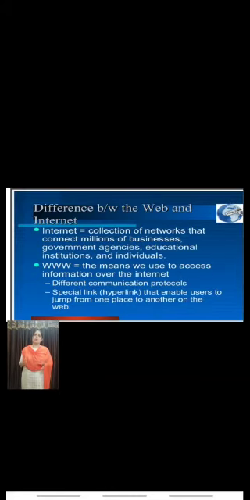Now the first one is WWW. It is the World Wide Web. It is a system of interlinked hypertext documents accessed via the internet. It is a combination of all resources and users on the internet that are using HTTP. It is also known as the web and is a collection of websites or web pages shared in web browsers. The difference between the web and the internet is: the internet is a collection of networks that connects billions of computers together, and WWW means what we use to access information over the internet.